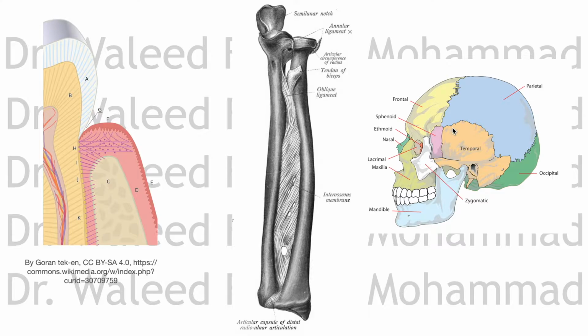Another type of fibrous joint is the suture joint. Here you can see the coronal suture, the temporal suture, the lambdoid or occipital suture, and in the middle we have the sagittal suture. There are no movements, of course, between the bones of the skull. That's why they are called synarthroses.